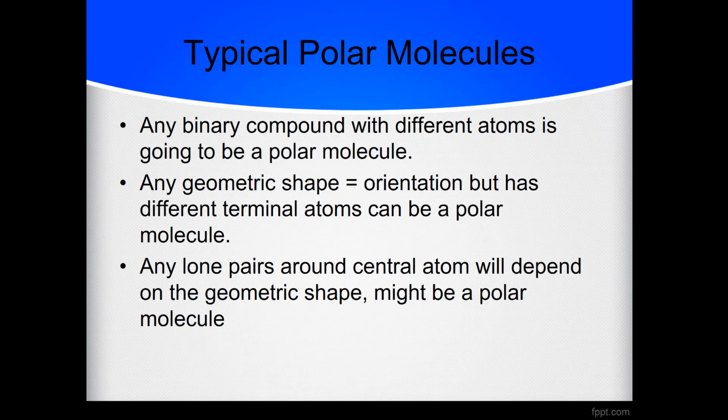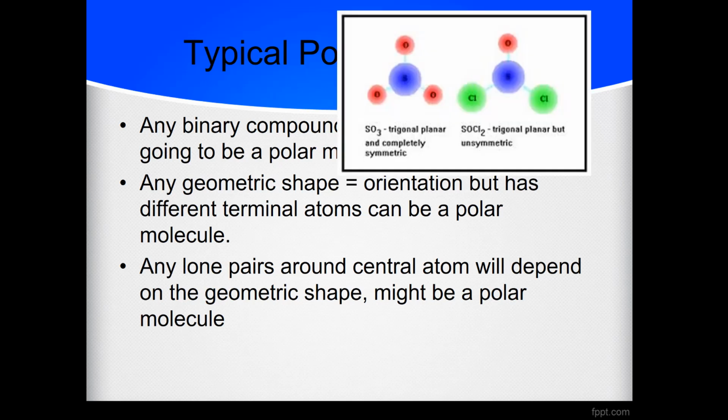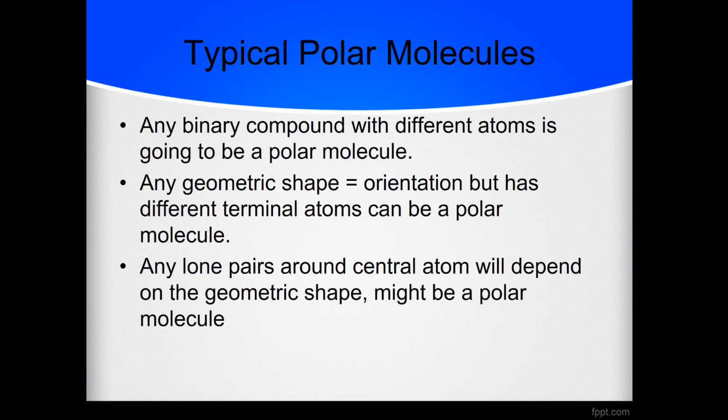If you've got a geometric shape where it is the same as the orientation, so trigonal planar, but you wind up with different terminal ends, you would wind up with a polar molecule because you have different terminal ends. You have different polarity vectors. Also, anytime you've got lone pairs around a central atom, it's probably going to be a polar molecule. There are some exceptions to this rule, but most of the time, lone pairs mean that the vectors will not cancel.